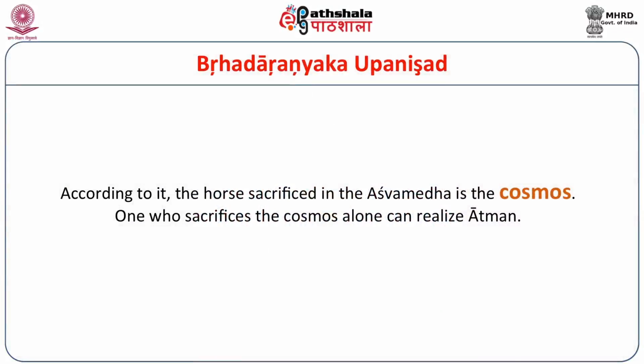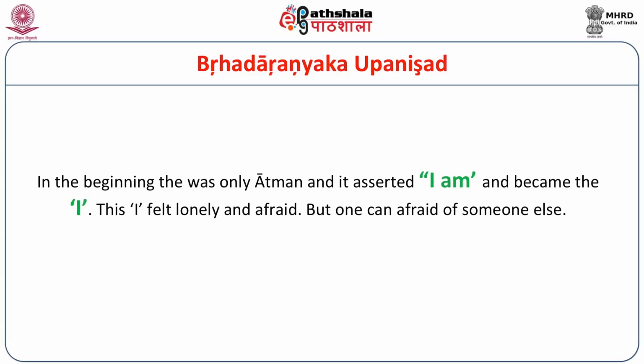According to this Upanishad, the horse sacrificed in the Ashwamedha is the cosmos. One who sacrifices the cosmos alone can realize Atman. In the beginning, there was only Atman, and it asserted, I am, and became the I. This I felt lonely and afraid. But one can be afraid of someone else only when something else is there. But apart from Brahman, there is nothing.